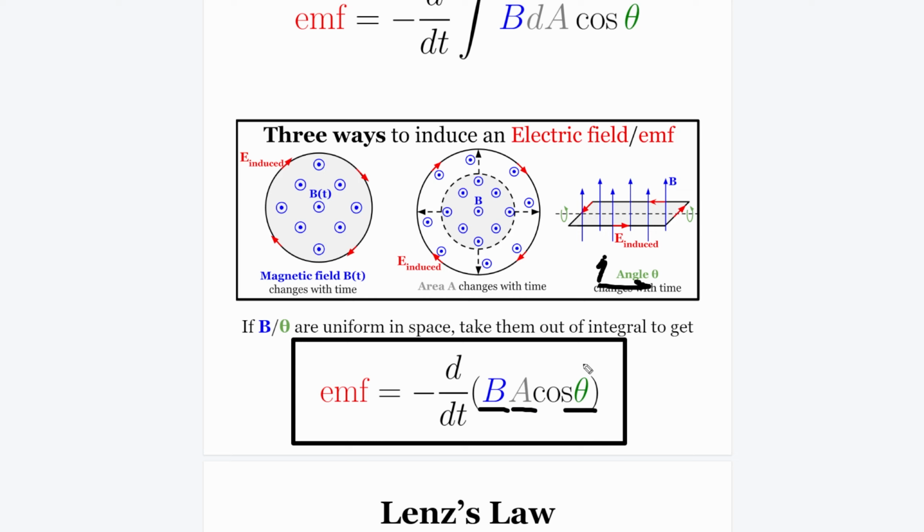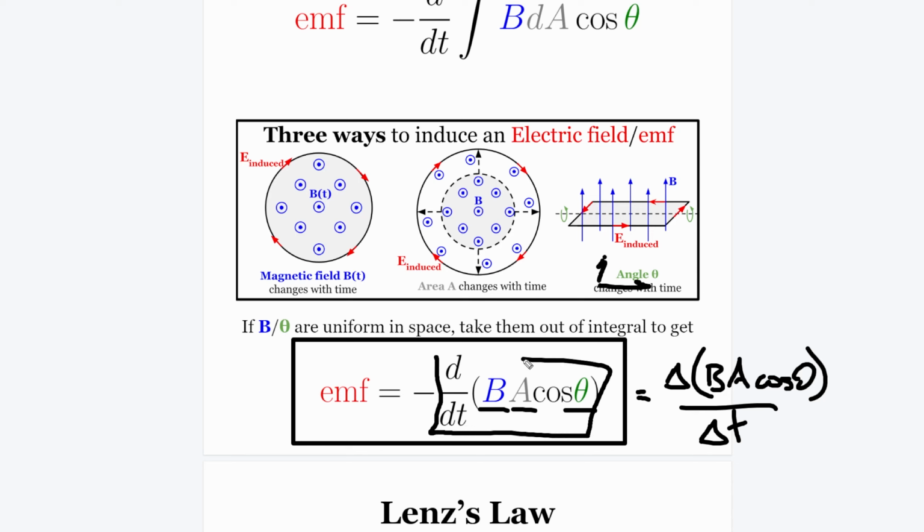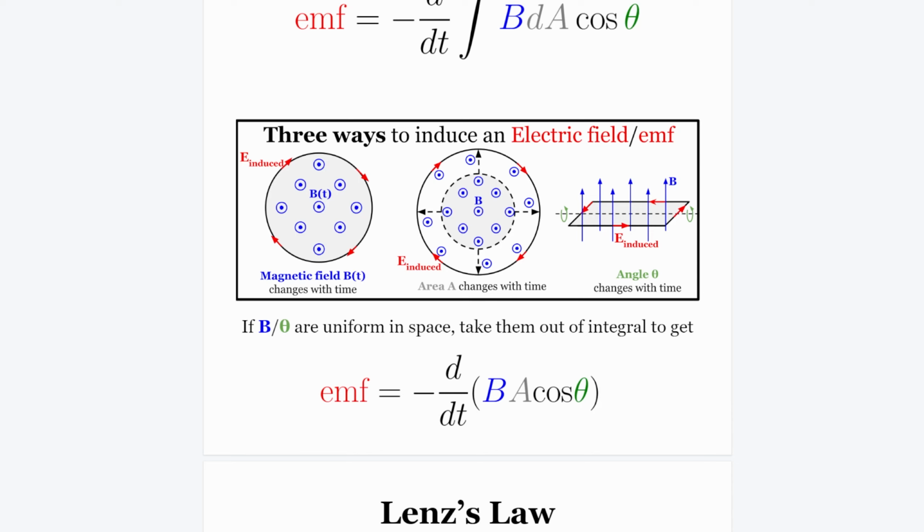In fact, you can write an even easier version of this. If you just wanted the average EMF, you could do delta BA cosine theta over delta t. This would be like a poor man's derivative right here. This would give you an average EMF, but if you wanted the exact EMF as a function of time, you could take one derivative. To get your volts, once you have your volts, plug that into any formula where volts applies, and you can find some other quantity.